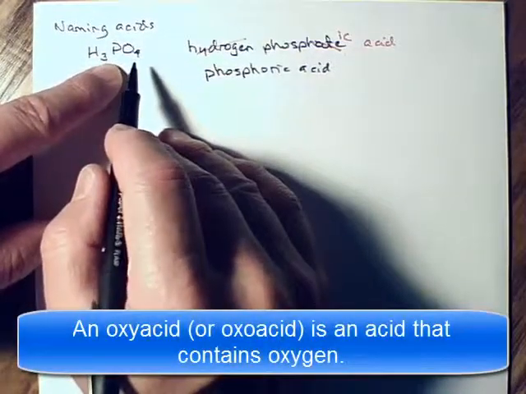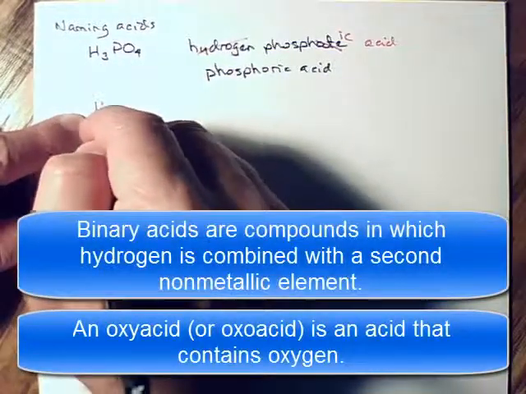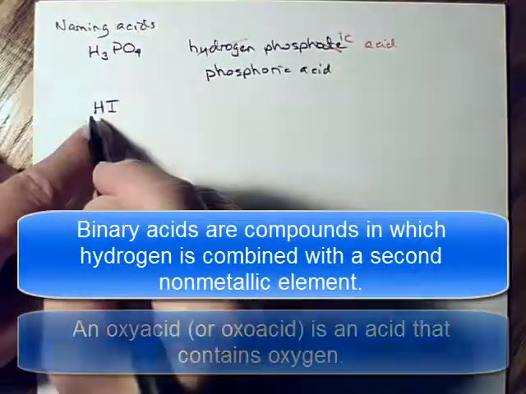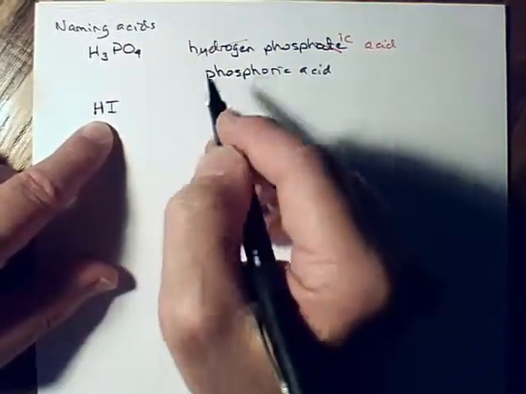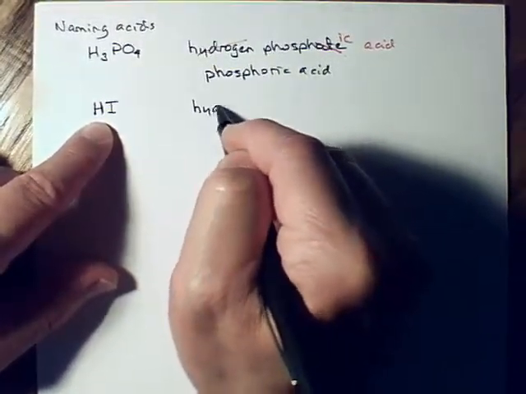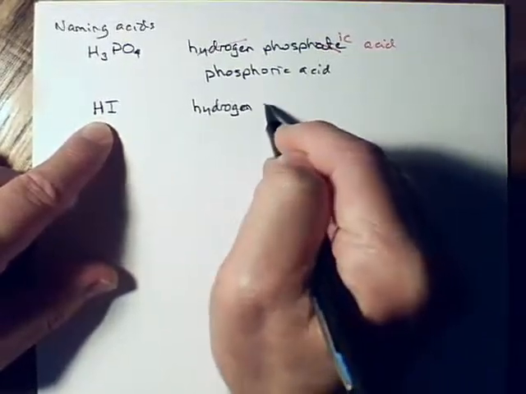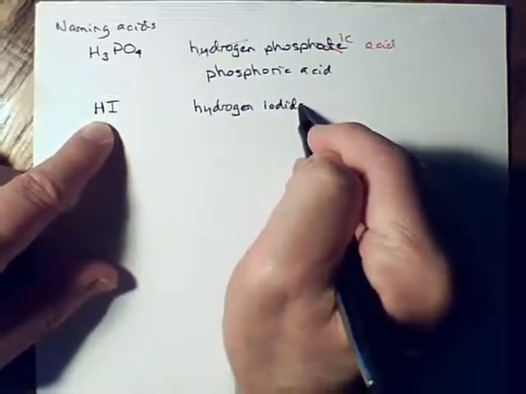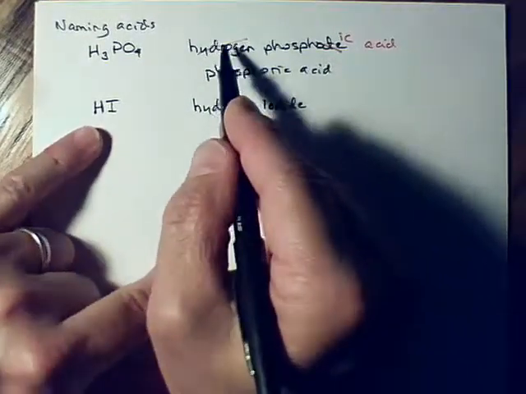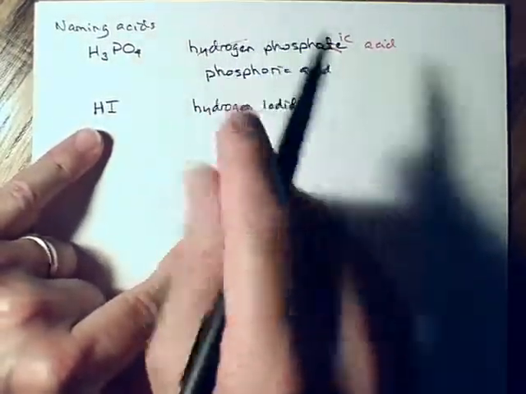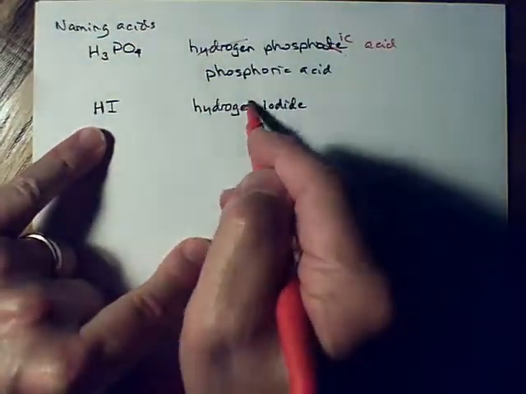That's an oxyacid. Then there are binary acids like this. With binary acids, you still name it like an ionic compound first, just like we did before, hydrogen iodide. But with binary acids, you don't drop the whole hydrogen name. You only drop the gen part of the name. Okay?